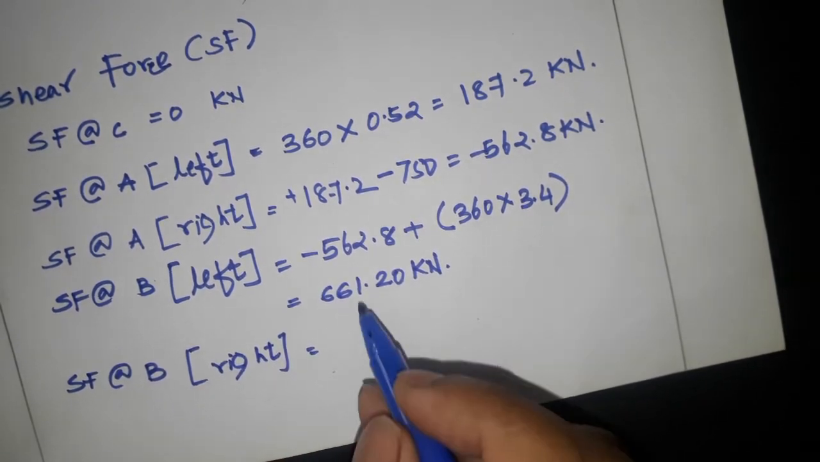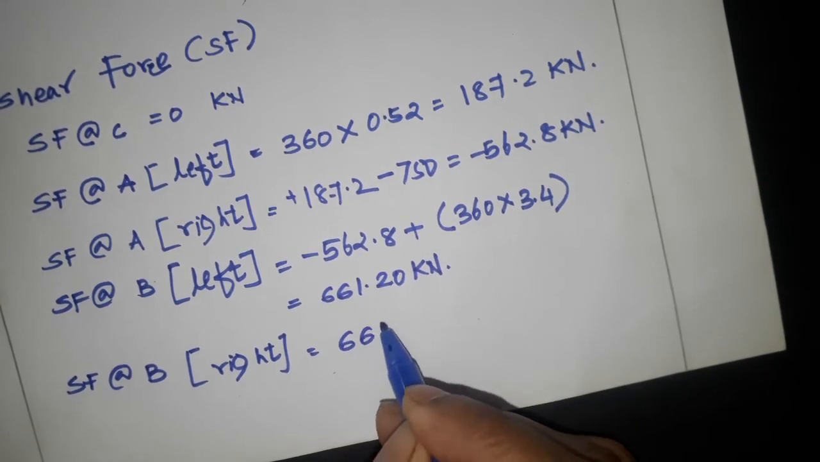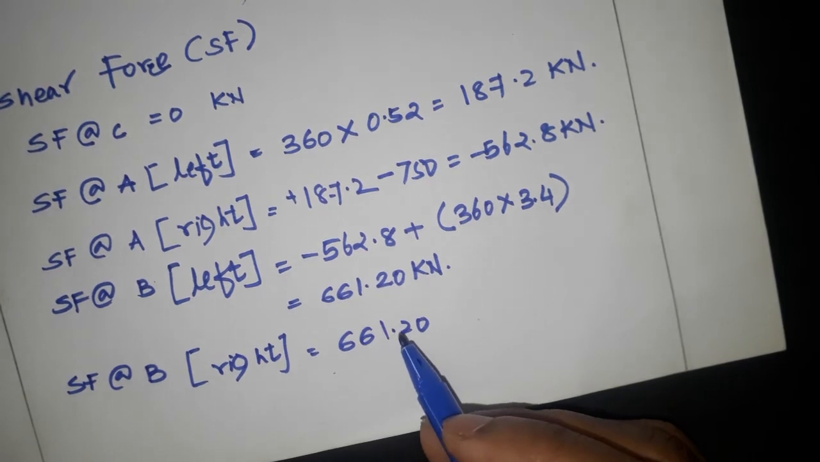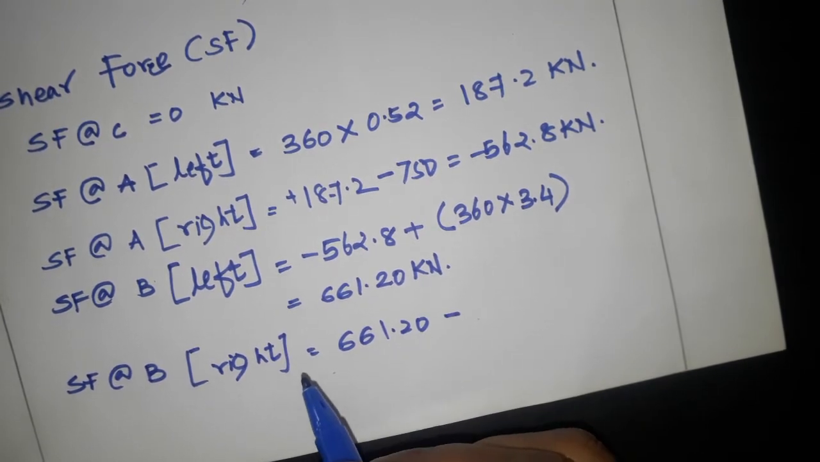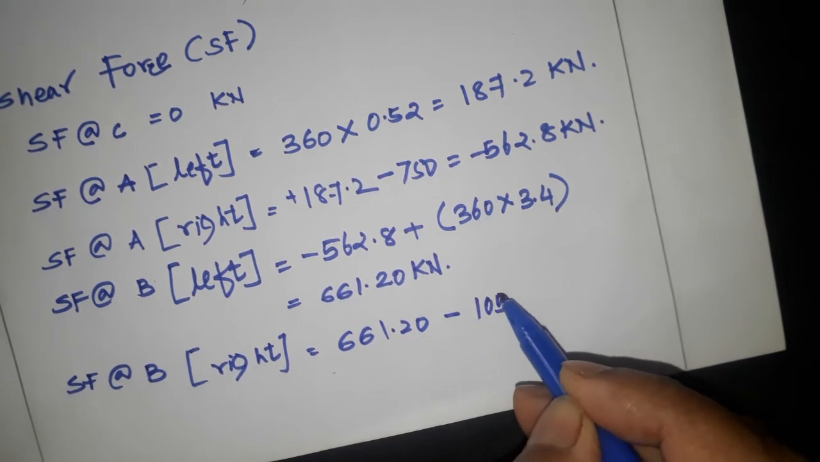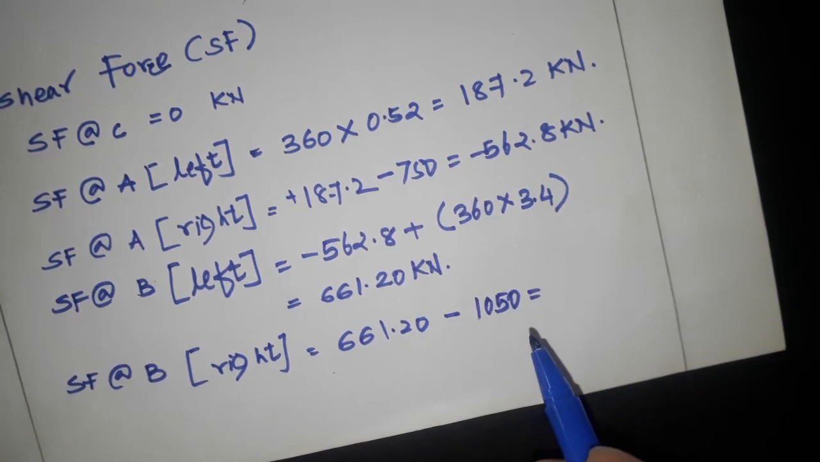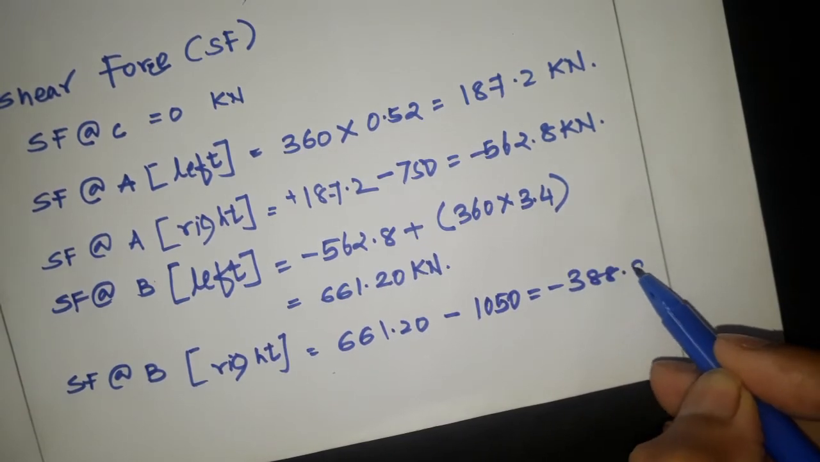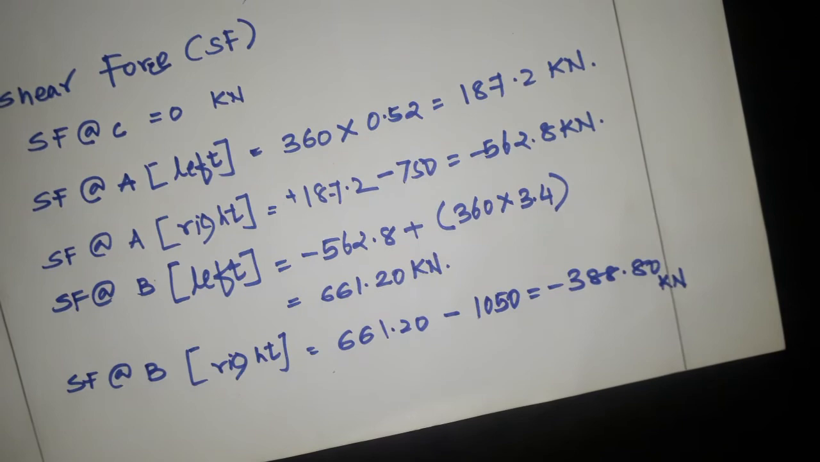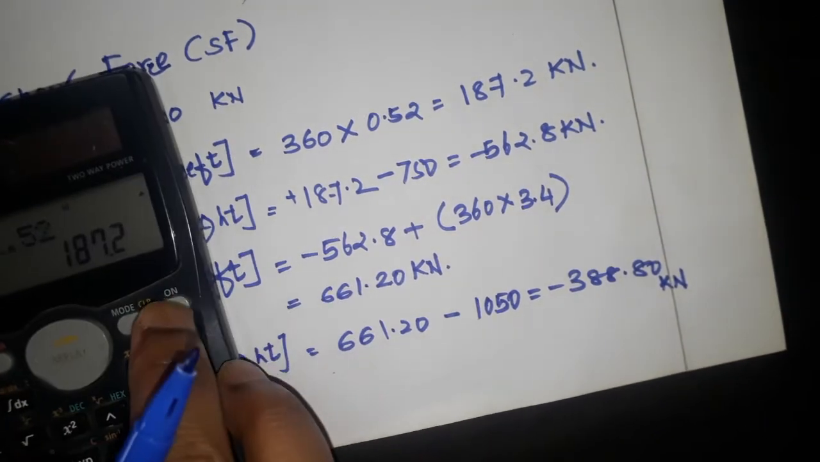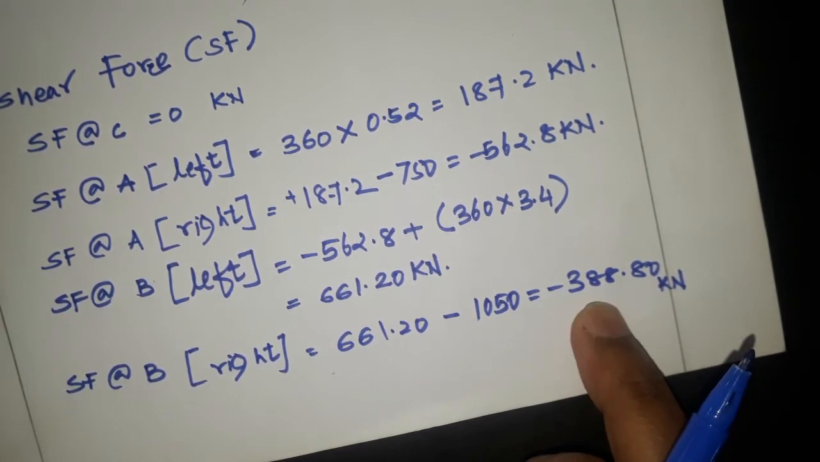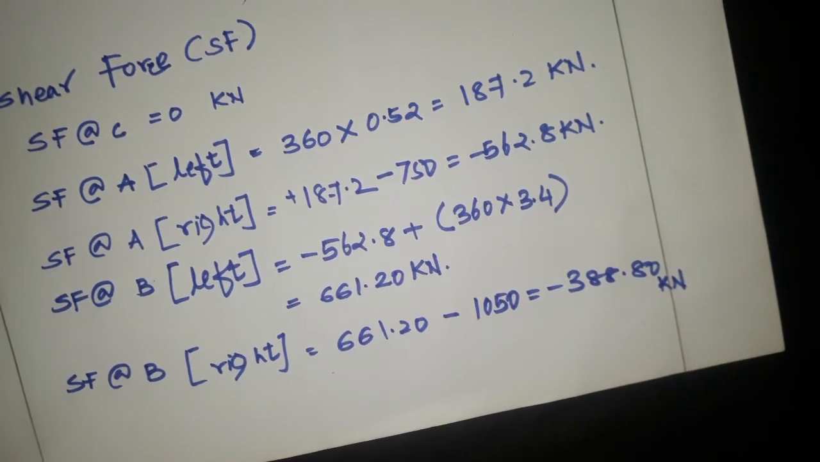Okay, so we'll take the same value here, 661.20, minus the factored load acting, which is 1050. So we'll get the value as minus 388.80 kilonewton. Let's just check that: 661.20 minus 1050. Yes, we get minus 388.80 kilonewton.